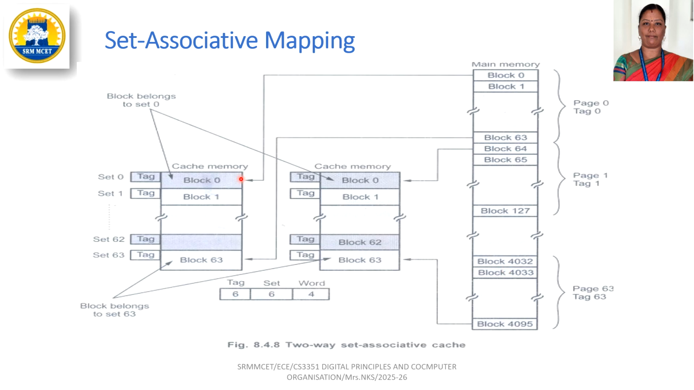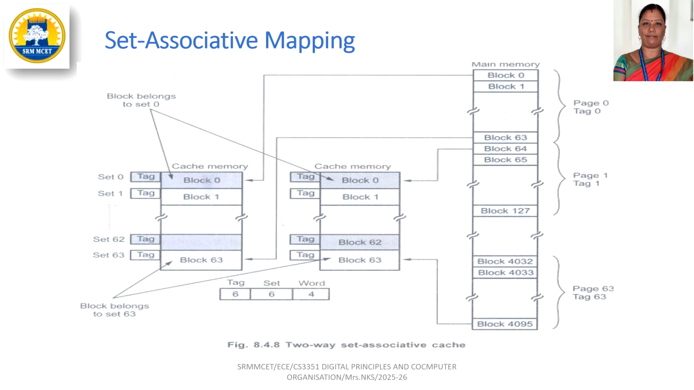Block 0 and blocks of set 0, that is block 1, 65, 129 and 433 of main memory can be mapped into any of the two blocks, that is block 1 of set 1, and so on. So this is what is happening in this set associative mapping technique.